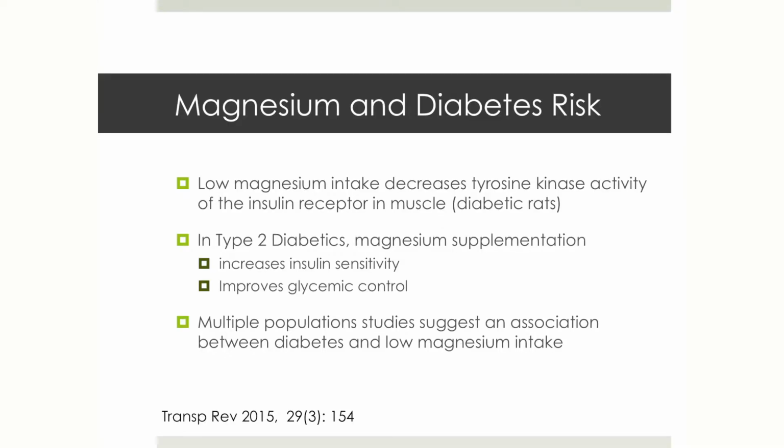There are better studies in terms of the risk of diabetes. There's no question in animal models and diabetic rats that low magnesium intake decreases tyrosine kinase activity of the insulin receptor in muscle. In type 2 diabetics, and this is not CKD patients, magnesium supplementation increases insulin sensitivity and improves glycemic control, and there are many studies to this effect. Multiple population studies suggest an association between diabetes and low magnesium intake.